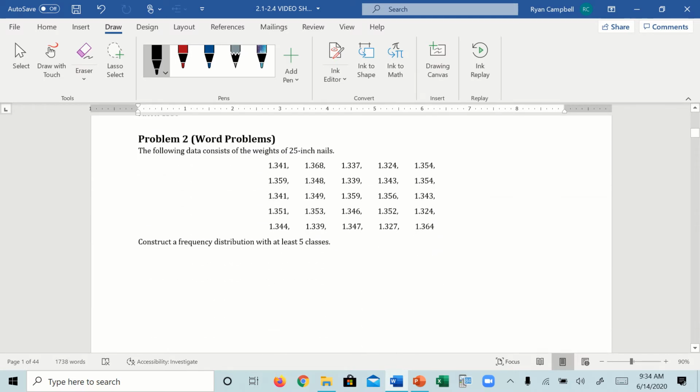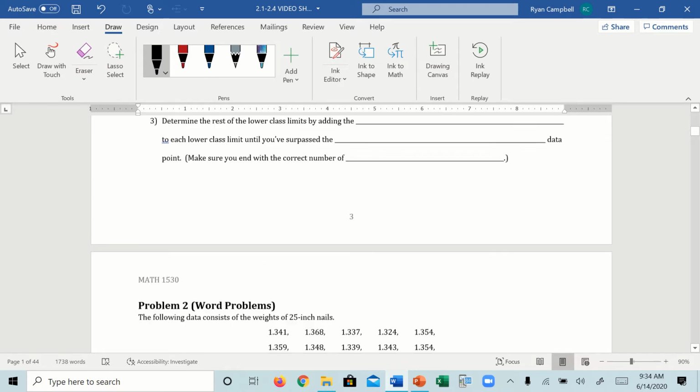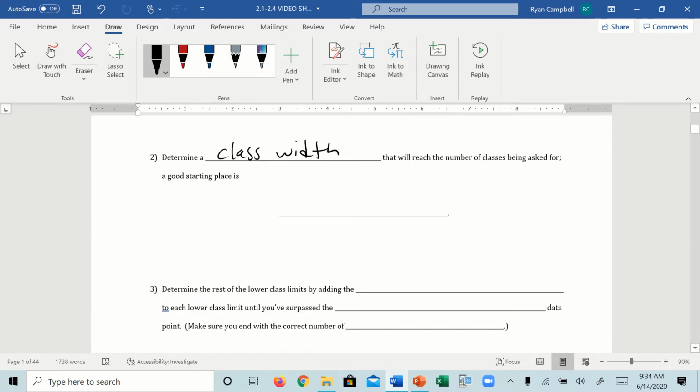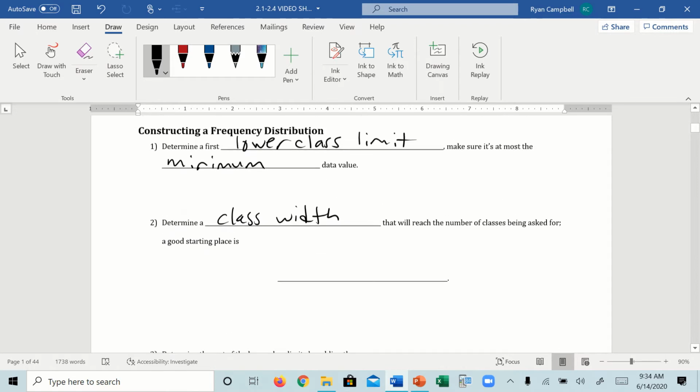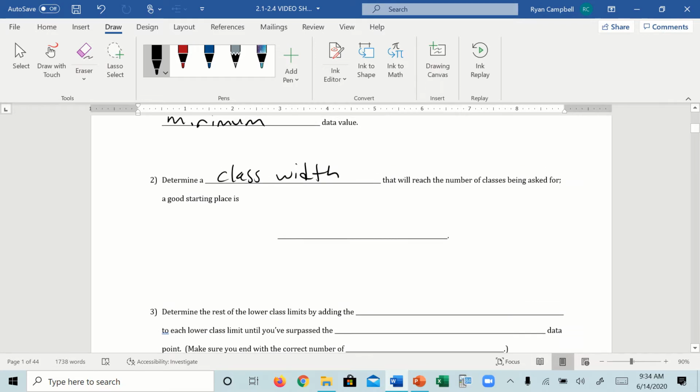So let's start with this one, right? So problem number 2. Well, I guess we should talk about all of it. We'll talk about the first 3 rules and then we'll move on to the example and kind of put them all together. So a good place to start is going to be the maximum value minus the minimum value divided by the total number of classes you want.